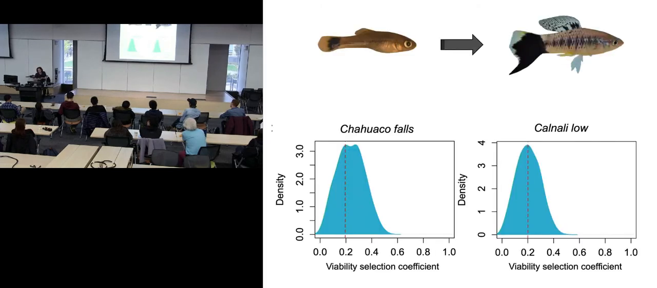So if we use an ABC approach to try to infer what viability selection coefficients are consistent with this reduction in frequency between juveniles and adults, we can do that independently in our two populations. What we see is we get very well-resolved posterior distributions of consistent viability selection coefficients. So in both populations, we estimate the viability selection coefficient to be about 0.2, which of course is extremely strong.